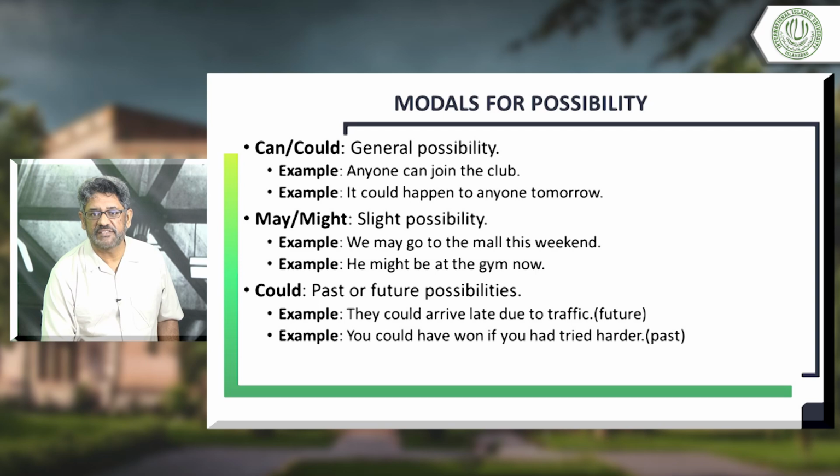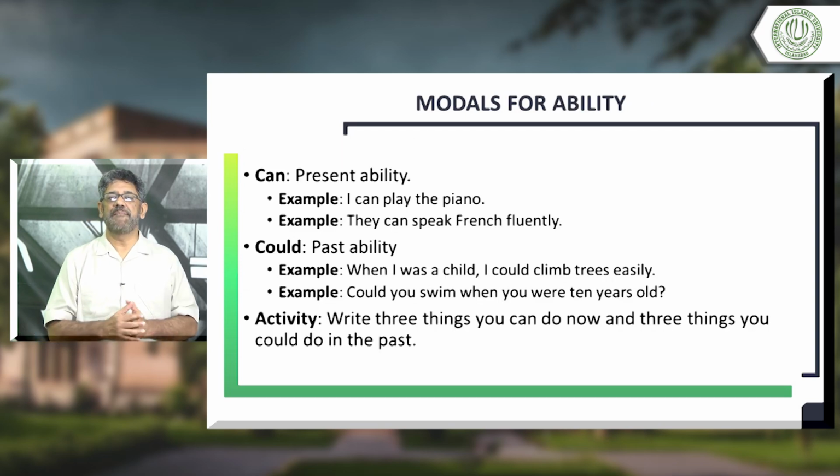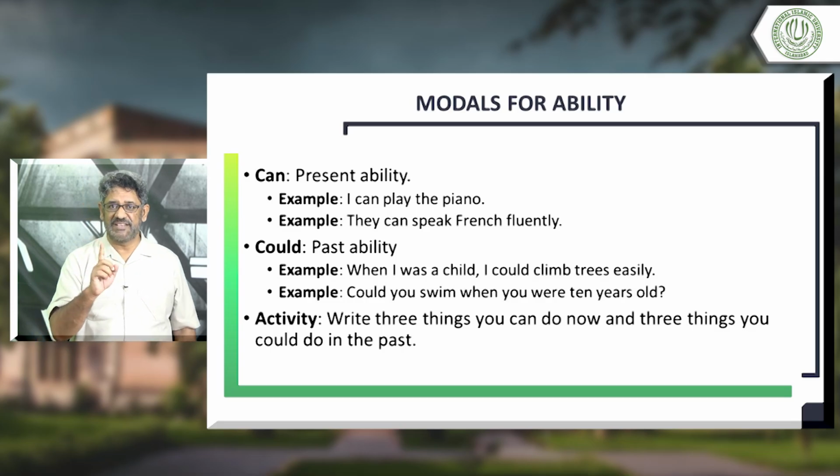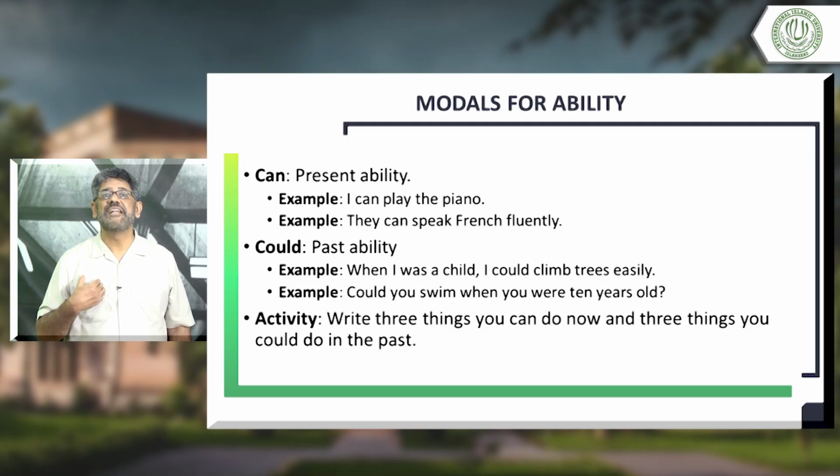Now move on to the next slide. Modals for ability. Can is used for present ability. I can play the piano. This means I have the skill. I can play football. I can play cricket. This means I have the skills. I have the ability to do these. I have learned these. I can play the piano.